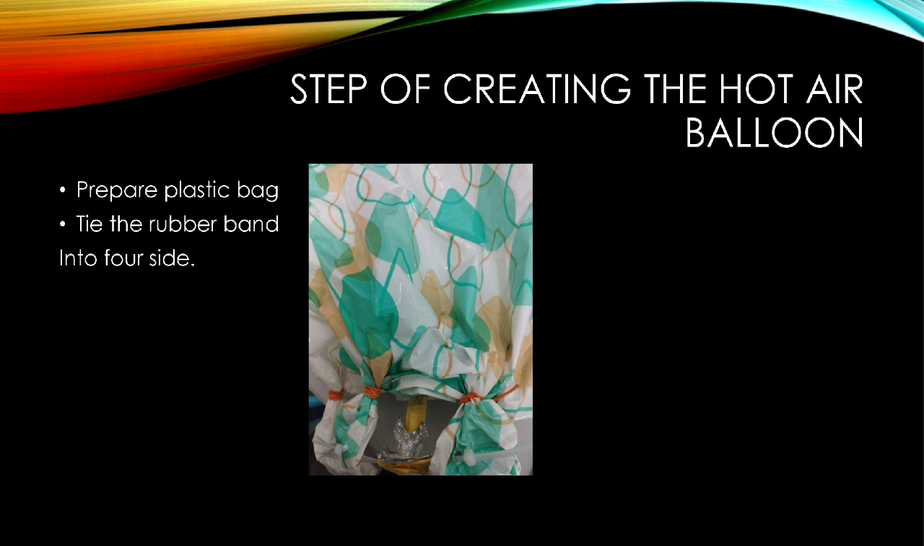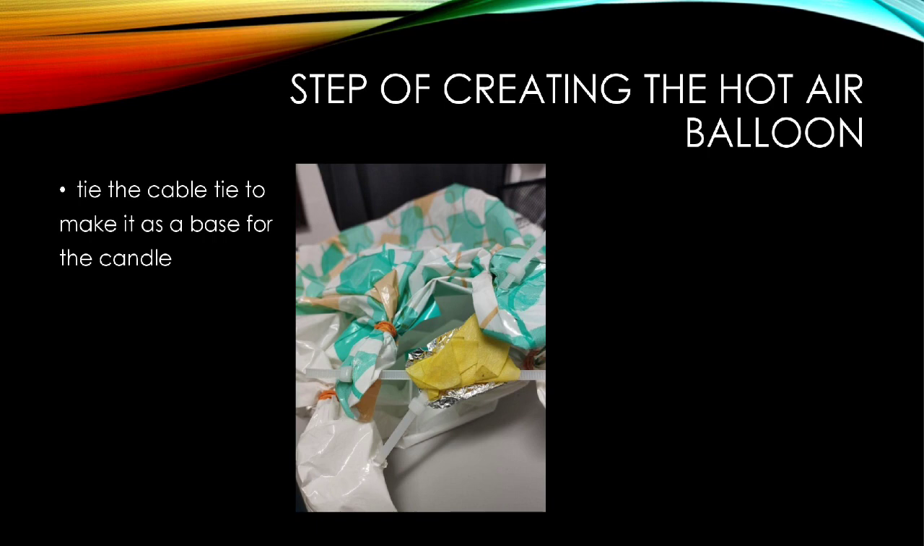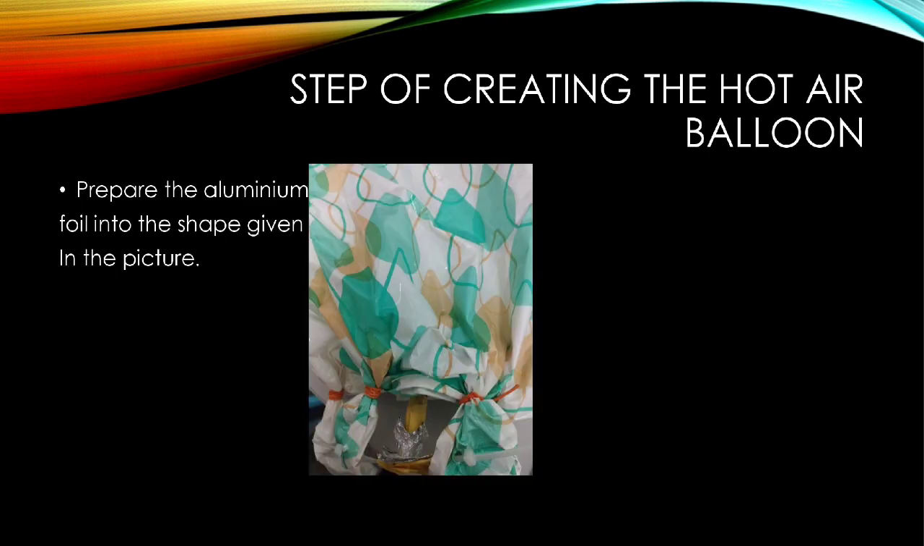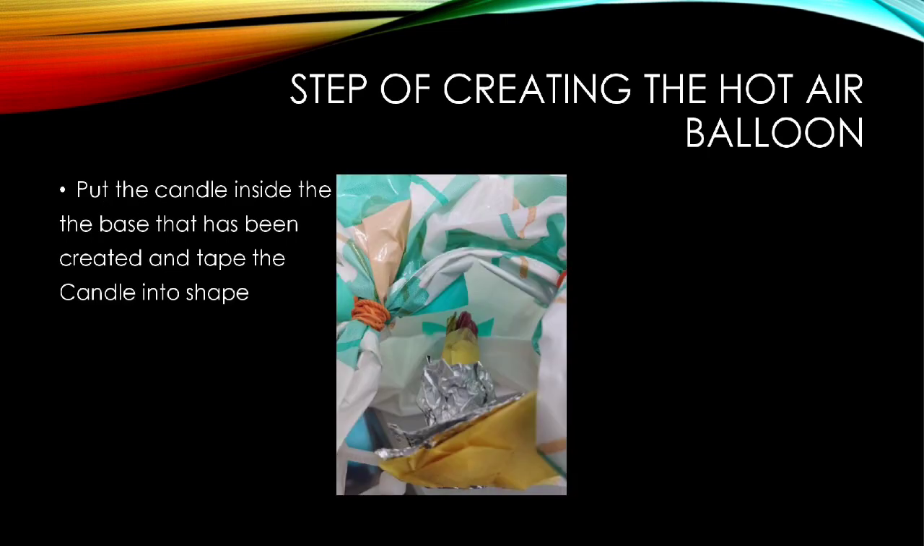Steps of creating the hot air balloon. First, prepare a plastic bag and a rubber band to tie the ears of the plastic bag on four different sides, as in the second picture you see. Next, tie the cable tie to make a base for the candle. Then prepare aluminium foil into the shape given in the pictures, like a cup holding the candle in position, put the candle inside the base that has been created, and tape the candle into shape.